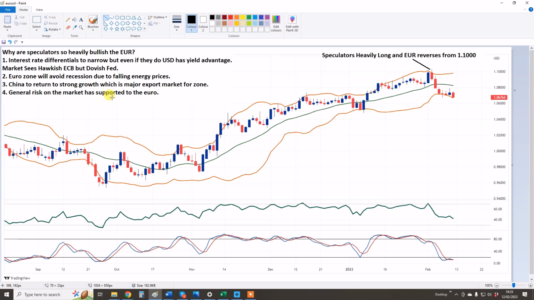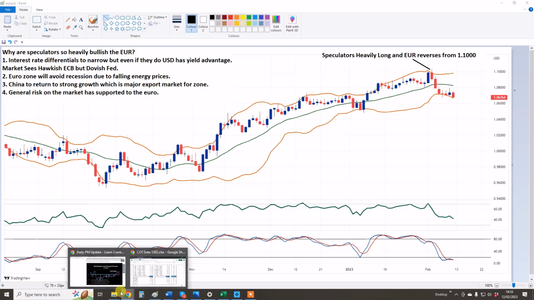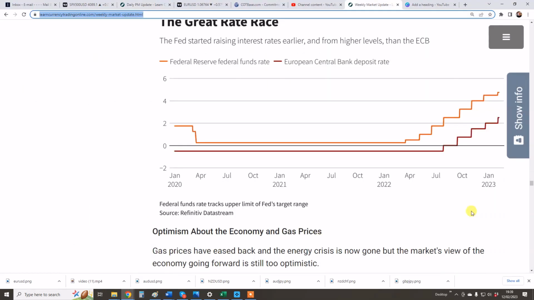General risk on in the market has supported the euro. We think that's going to come to an end. I just want to throw some charts in relation to these points. All right, here is current pricing in terms of rates between Eurozone and the US.